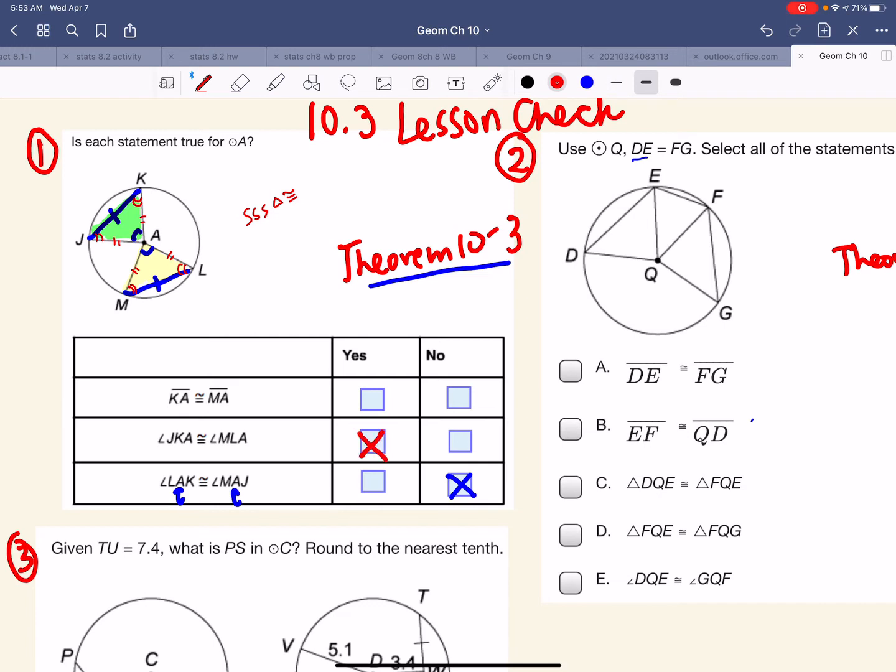Now let's look. It says, is KA congruent to MA? KA, MA, yes, because all radii are equal.